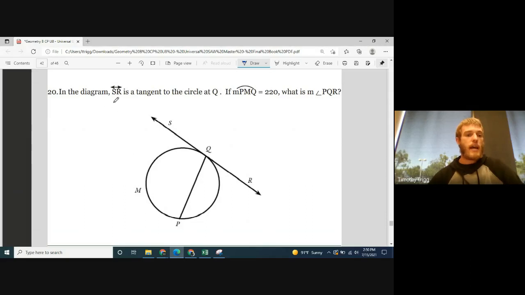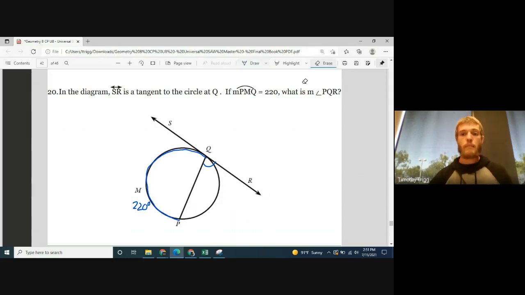In the diagram, SR is tangent to circle at Q. If the measure of the arc PMQ is 220, so PMQ, this arc is 220 degrees. What is the measure of angle PQR? So we're looking for the measure of angle PQR, the measure of this angle here.